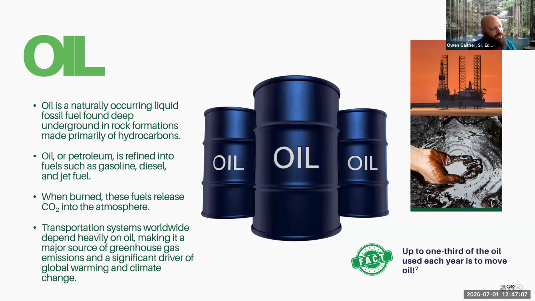Transport systems worldwide depend heavily on oil, which we've been able to see in the past couple of months, haven't we? Making it a major source of greenhouse gas emissions and a significant driver of global warming, climate change, and I think we could add here political strife, right? In fact, according to Bill McKibben's latest book, up to one-third of the oil used each year is to move oil from one place to another. And we can see how bottlenecks happen with that if you look at just what's been happening in the Strait of Hormuz.